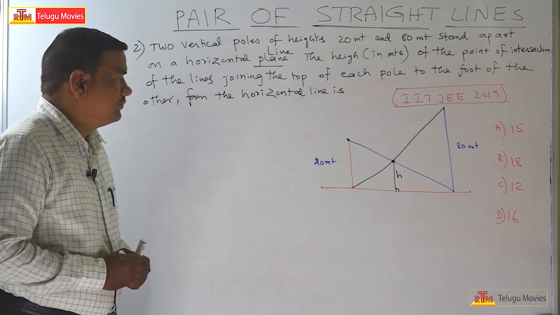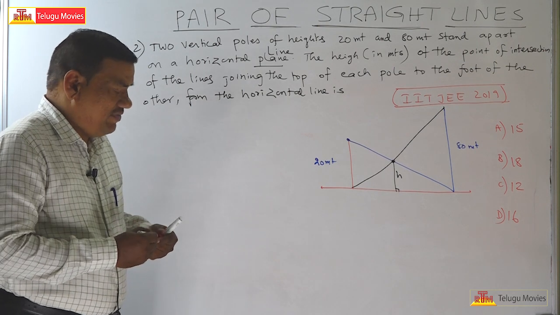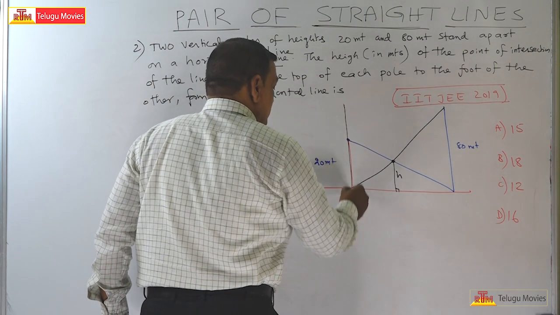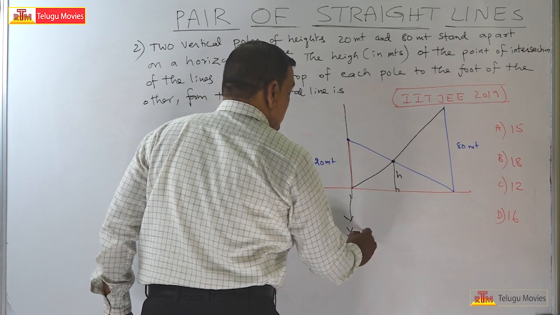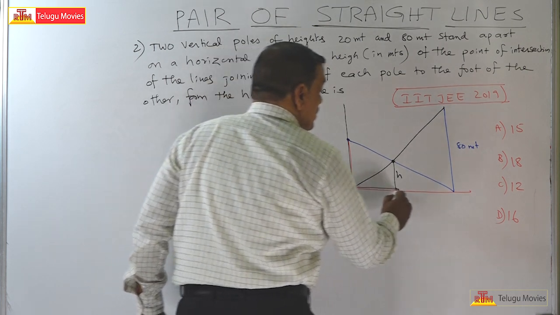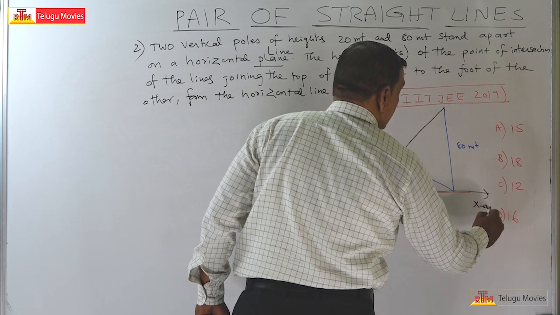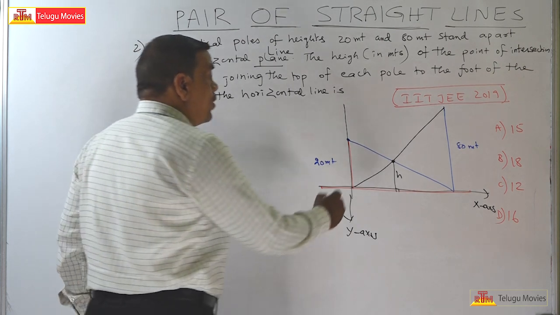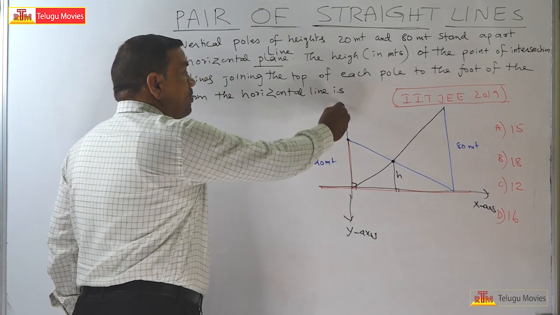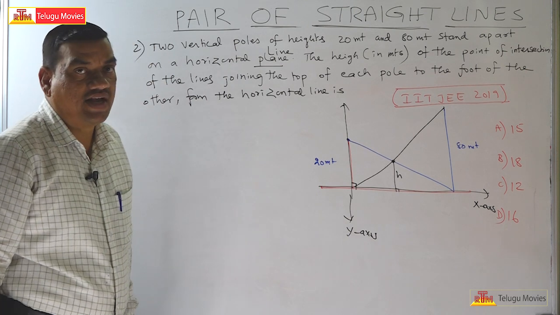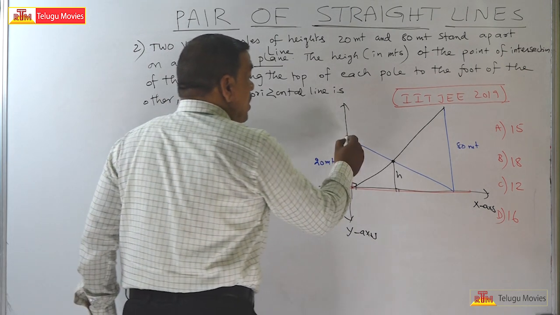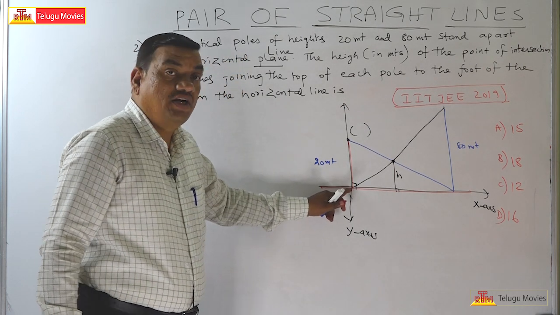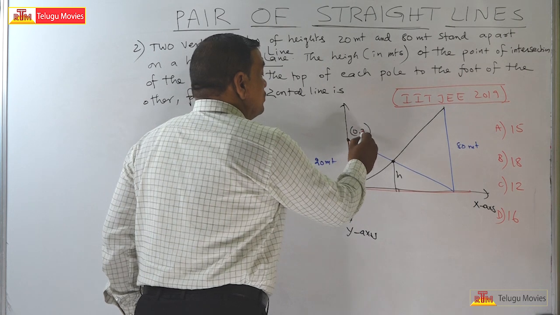How to solve it? I will put this whole frame in a coordinate plane. Let this vertical line be the y axis. Let this horizontal line be the x axis. Let the first pole coincide with the y axis. Now, what are the coordinates of this point? The x coordinate is 0 and the y coordinate is 20.